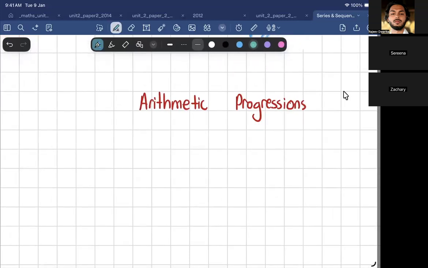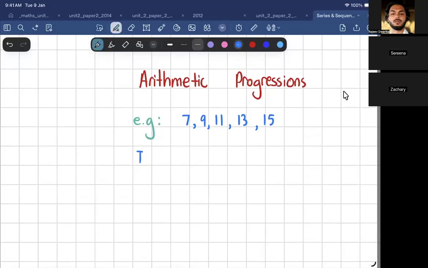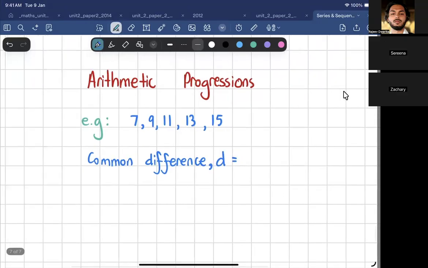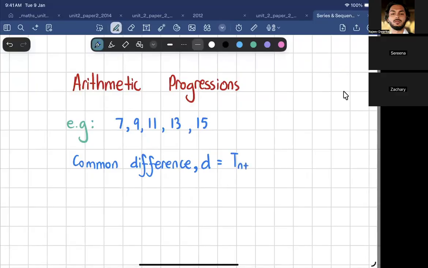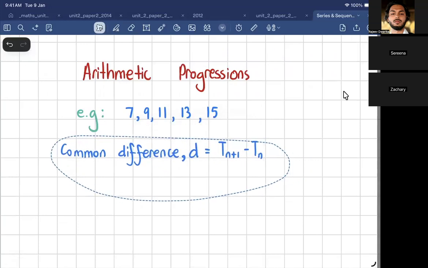Let me give you an example. An example of an arithmetic progression would be 7, 9, 11, 13, 15. You get the idea, right? Yes, sir. So this would have a common difference. An arithmetic progression has a common difference, and the common difference, d, would just be T of n plus 1 minus T of n. So the next term minus the previous term. That's what arithmetic progressions have, a common difference.